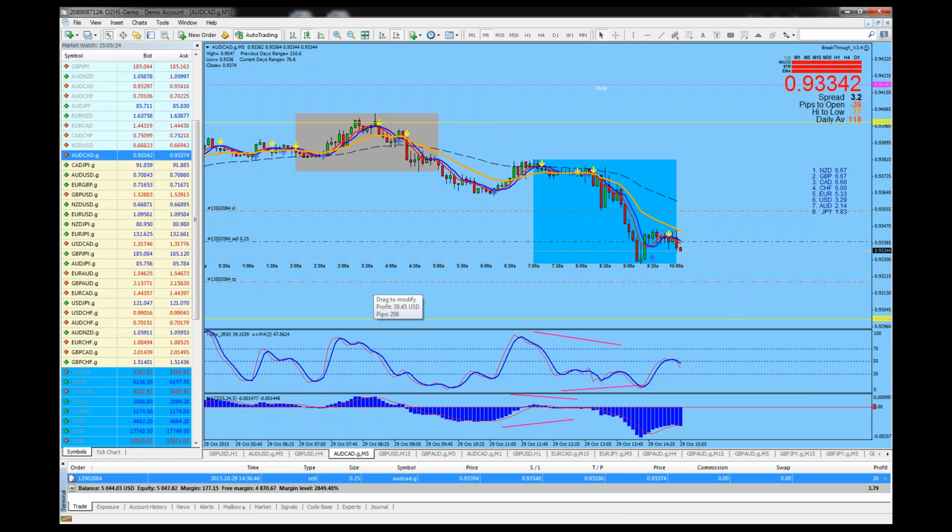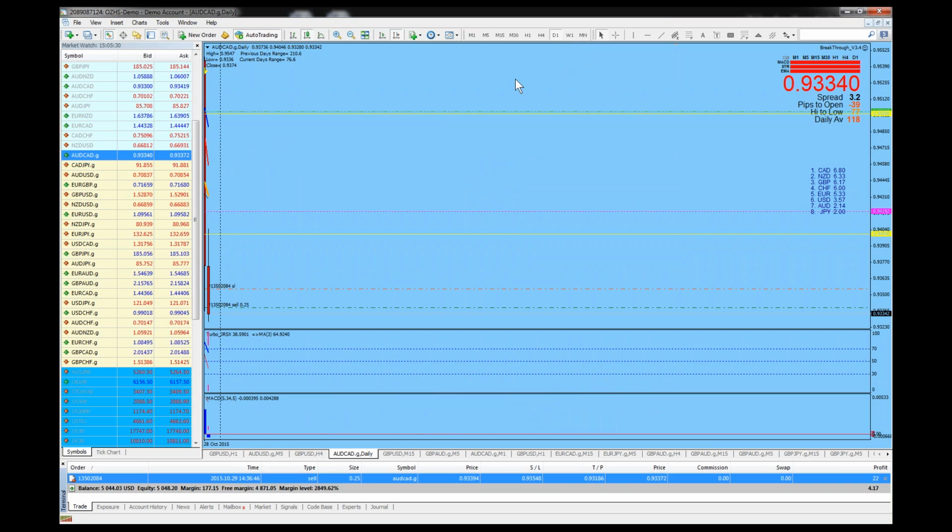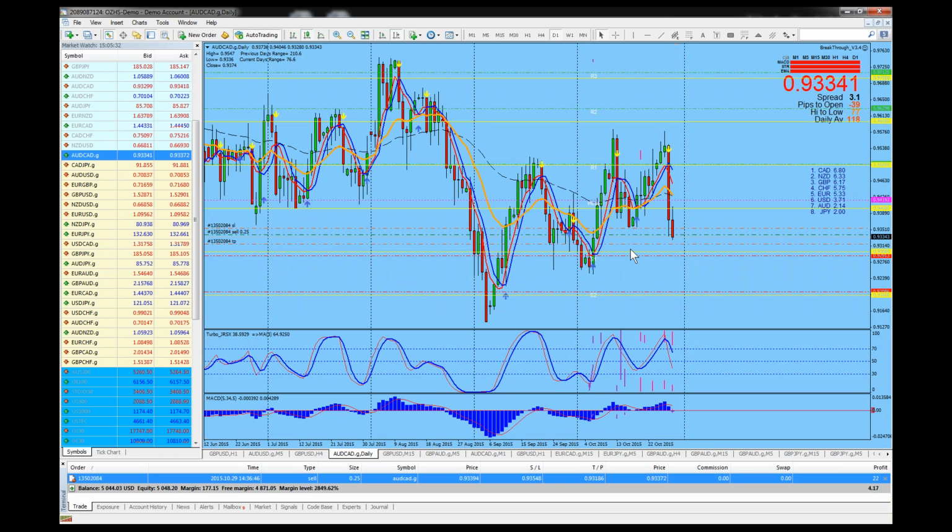On the daily, the Aussie CAD just broke. Well, it is breaking yesterday's low, and it's the first of possibly 3 candles too. Let me see. And here's our take profit here. That's definitely a reasonable place.